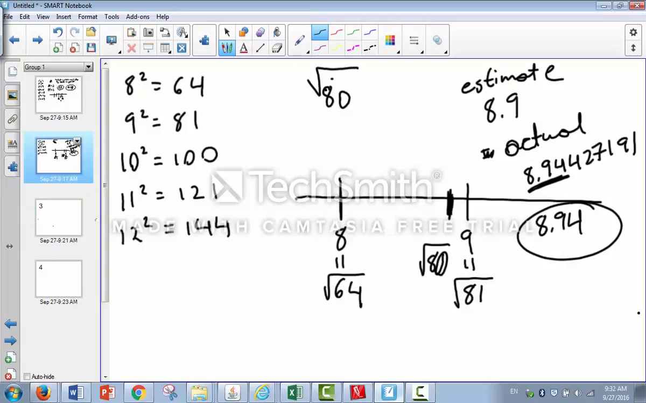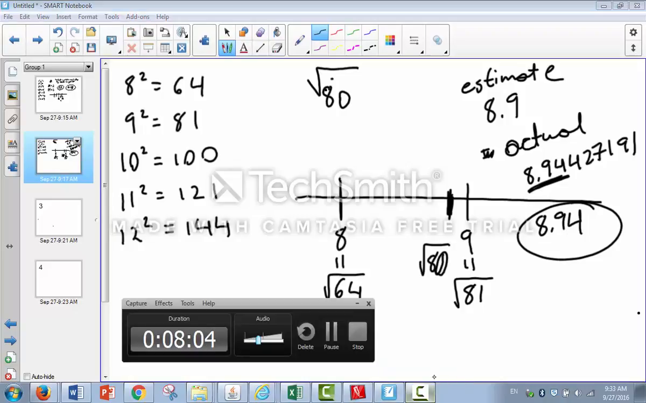And that is square roots. In grade 10, you're going to learn how to simplify a square root. For grade 9, we want you to be able to estimate a square root based on perfect squares and be able to actually calculate a square root using your calculator.